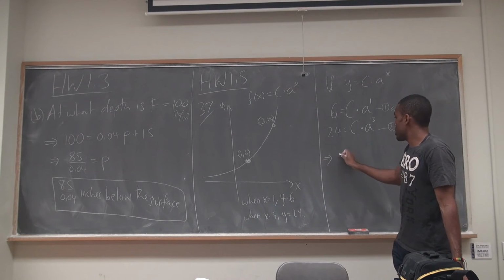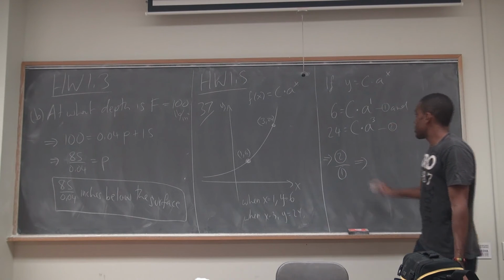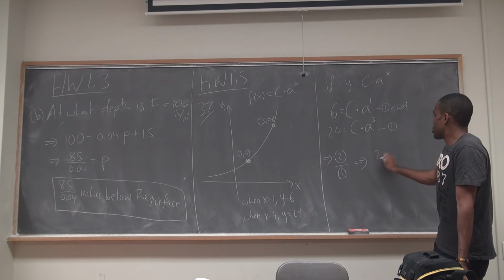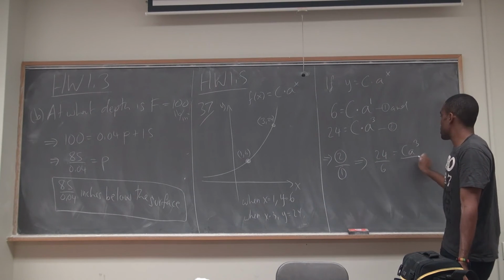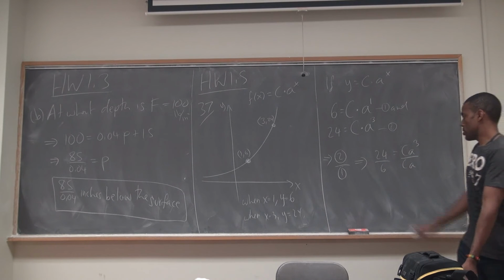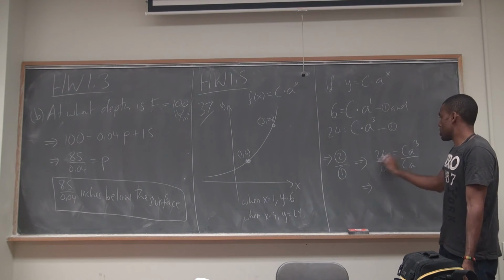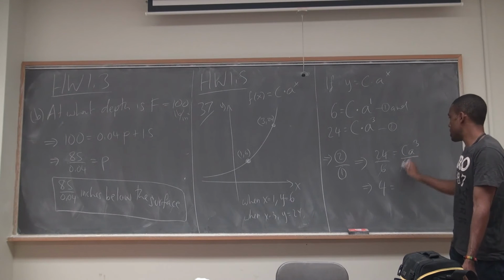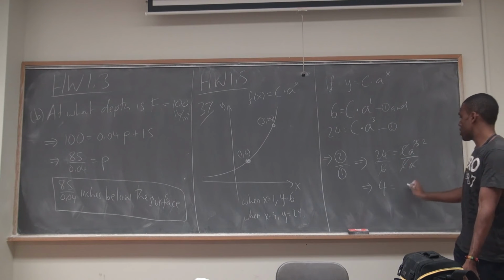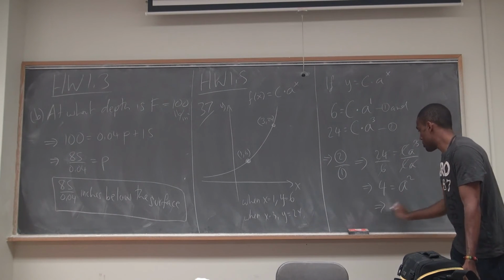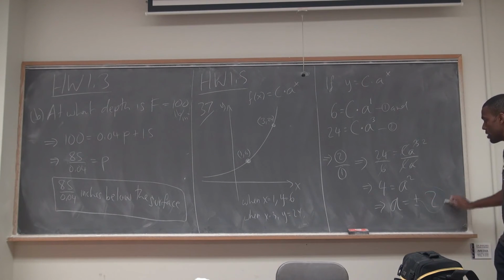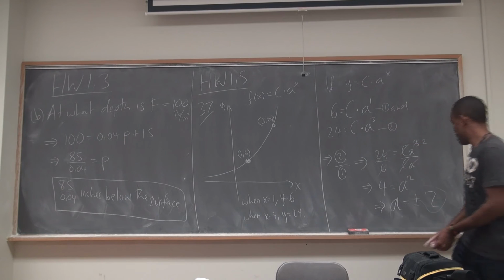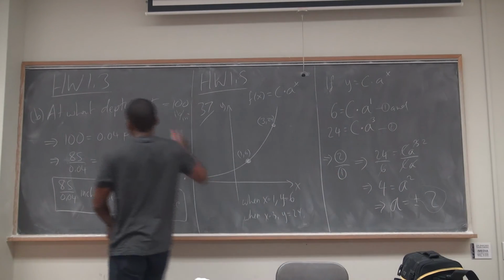I can take 2 and divide by 1. So if I take 24 is equal to C A cubed, I can divide that by 6 equal to C A. 6 into 24 goes 4 times, C cancels C, A cubed over A gives A squared, which means my A is going to be plus or minus 2, but of course I'm going to take the plus value because this graph is going up. So I know my A is 2.